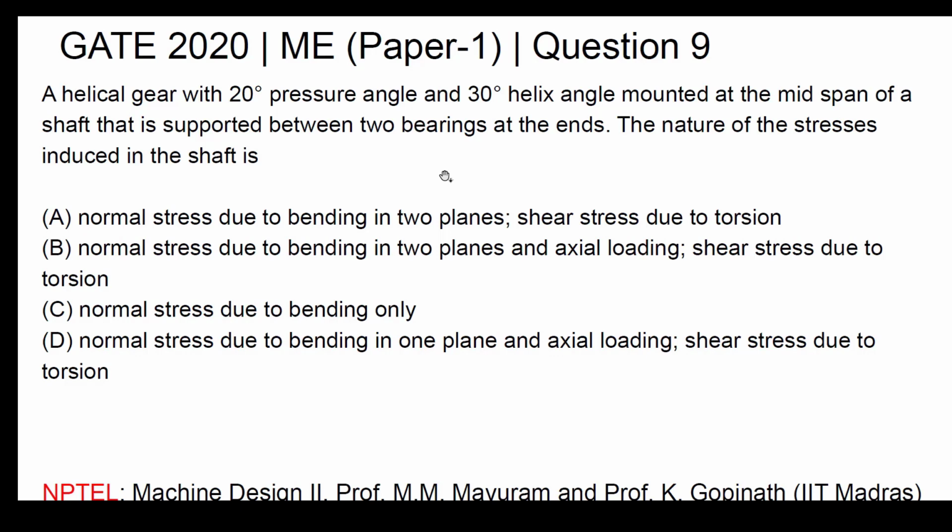Hi guys, today we are going to look at a question from GATE 2020, paper 1, question number 9. You are being given a helical gear with some pressure angle and helix angle, mounted at the mid-span of a shaft that is supported between two bearings at the end. The nature of the stress induced in the shaft is, so these are the four options.